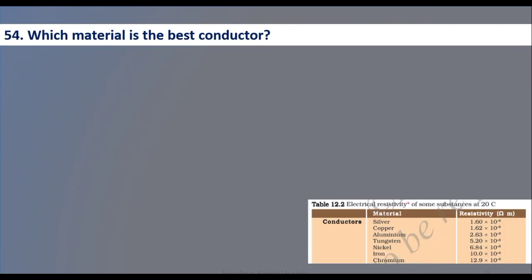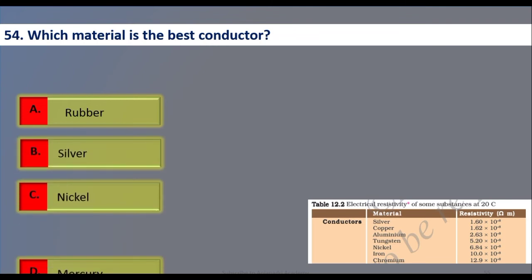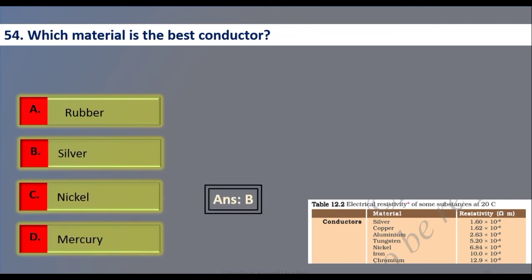Which material is the best conductor? See, in the examination he may give this table. From this table he asks you to find the best conductor. Whenever the resistivity value is very low, then we call that material the best conductor. See, in this table silver has the lowest resistivity, therefore silver is the best conductor. Option B is the right answer.